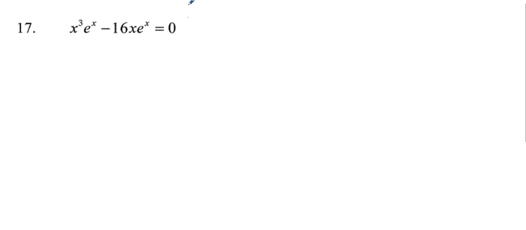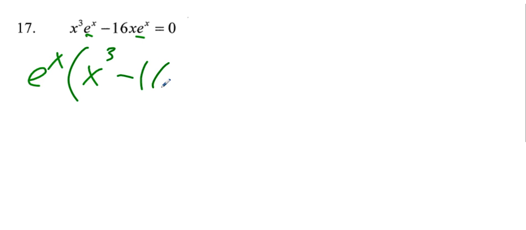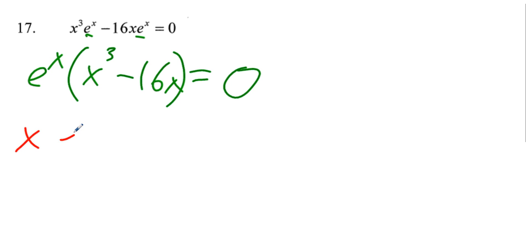So very similar to what we just did in the last problem. They both have an e to the x. We could factor that out. That's x cubed minus 16x. So now there's an x in common. We could take that out also. So that's x squared minus 16.